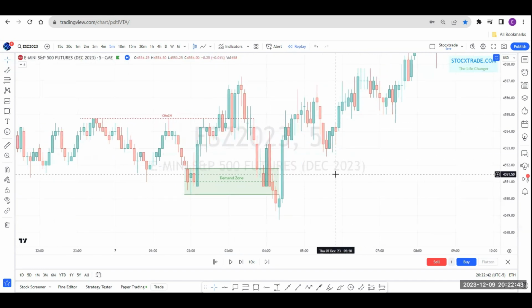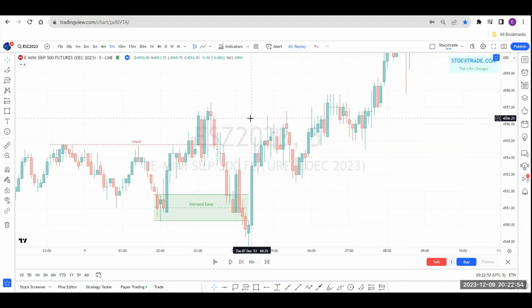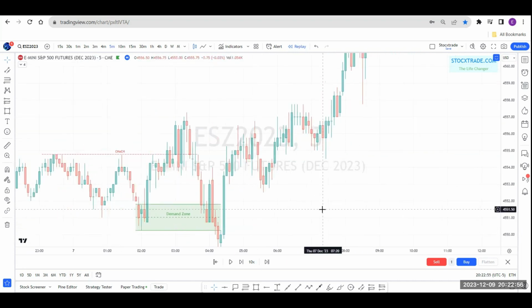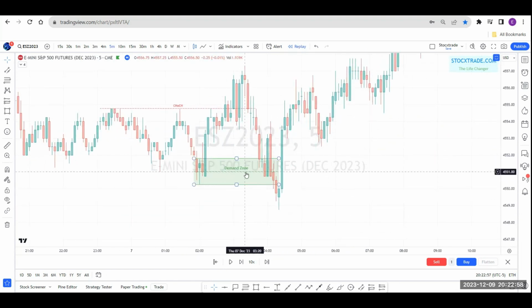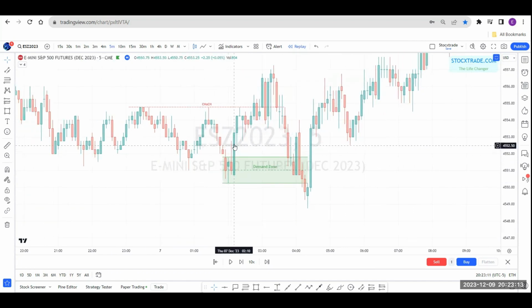Any confusion in plotting the order block or the change of character? The order block and demand zone are similar, but every order block cannot be a demand zone, while every demand zone can be an order block. This is your demand zone or your point of interest. Point of interest is the area from where you need to take the trade. But can it be a point of interest? Let's see. Now the market is going up.